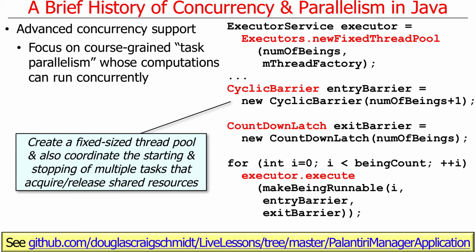They also provided a bunch of support for interesting synchronizers, such as barrier synchronizers. You get a chance to play around with a lot of this stuff in the class. So here's an example from a variant of the programming assignment we've got, where we created a fixed size thread pool to run a bunch of beings, and then we have barriers which will wait until all the beings are created before letting any of them run.